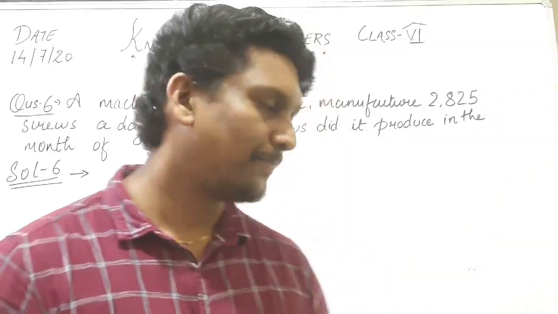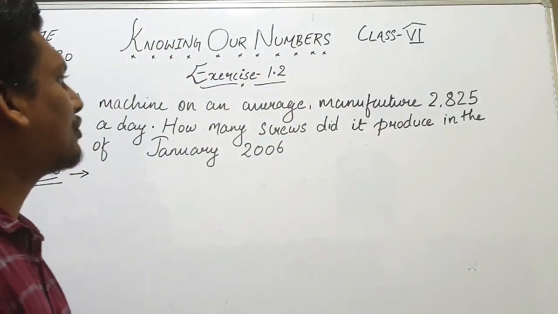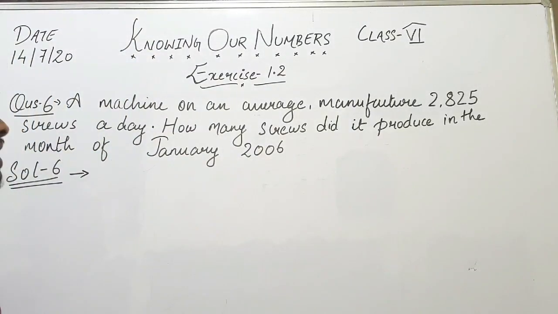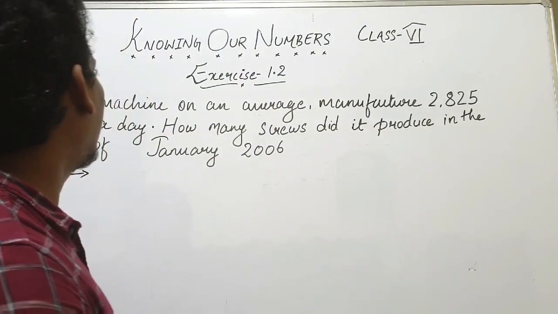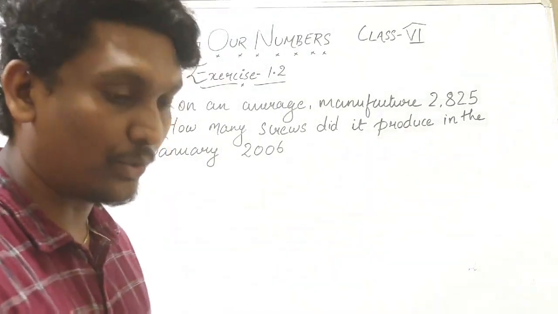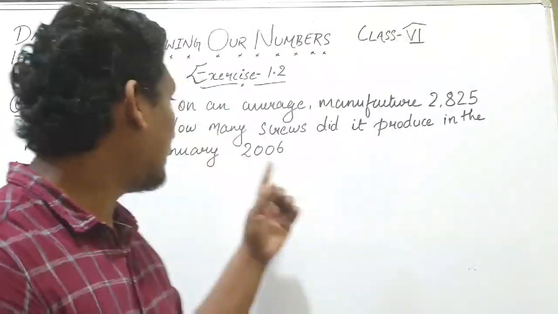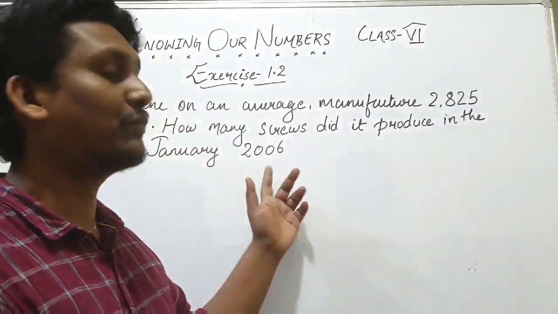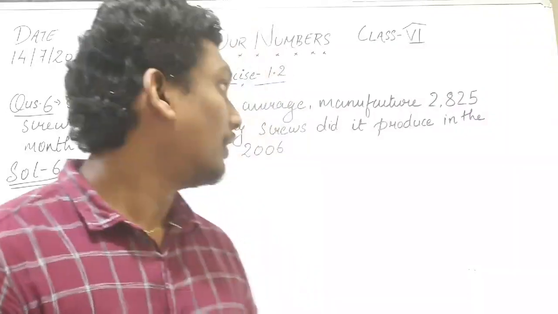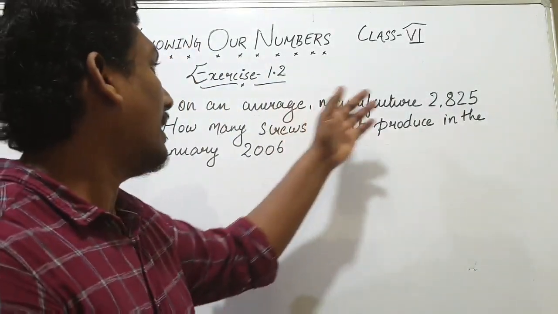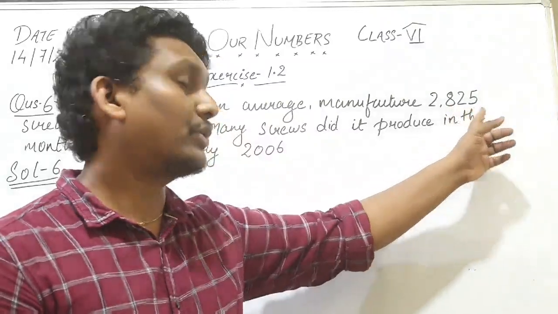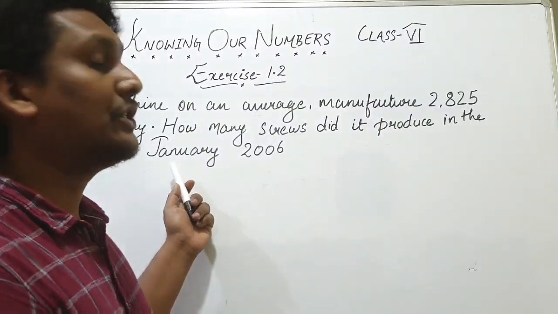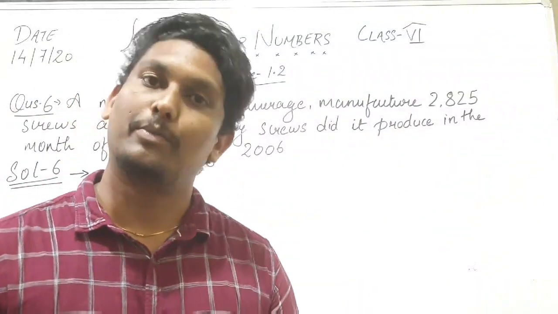So I am reading the question. A machine on an average manufactures 2825 screws a day. How many screws did it produce in the month of January 2006? Here I want to make it clear, this 2006 is the year. Don't use this 2006 for any calculation. So here, in one day, 2825 screws are manufactured. We have to find out in the month of January how many screws were produced.